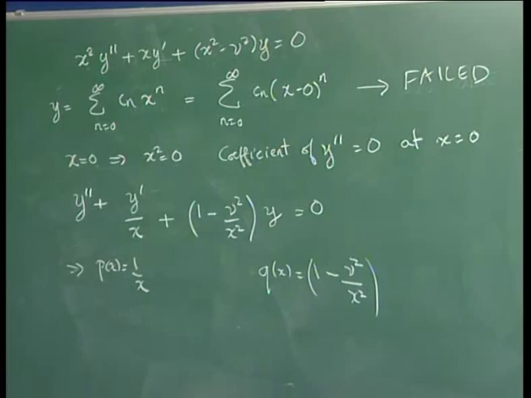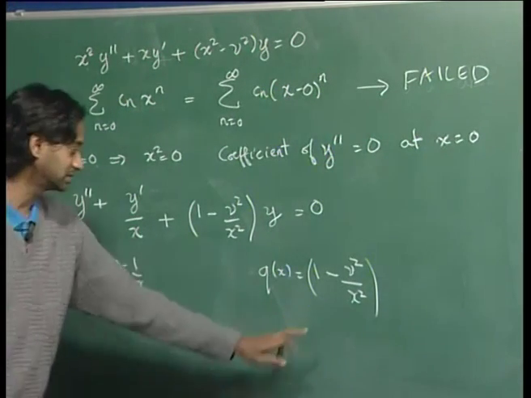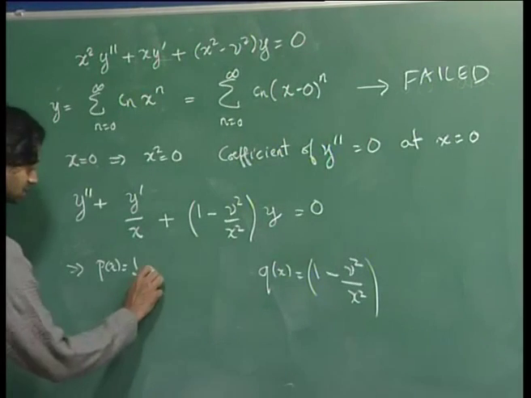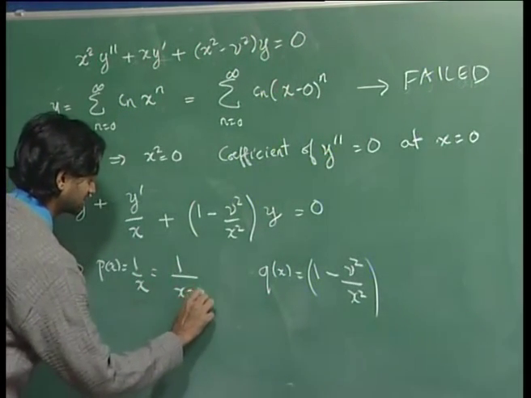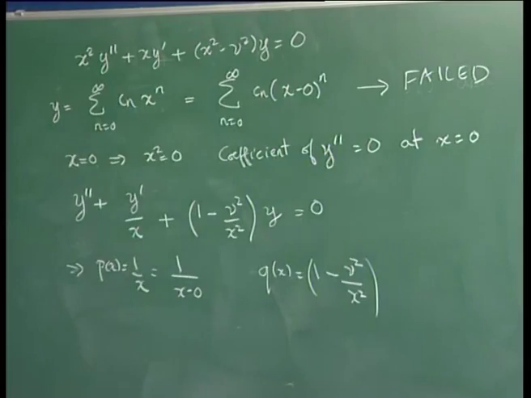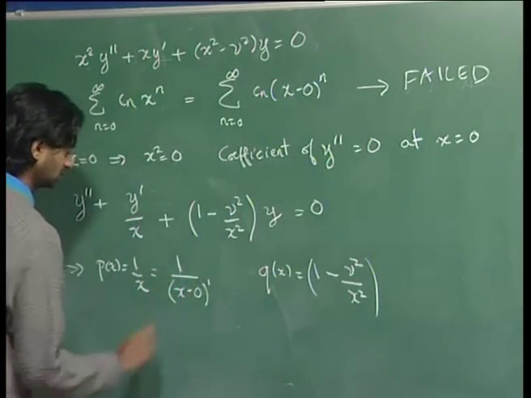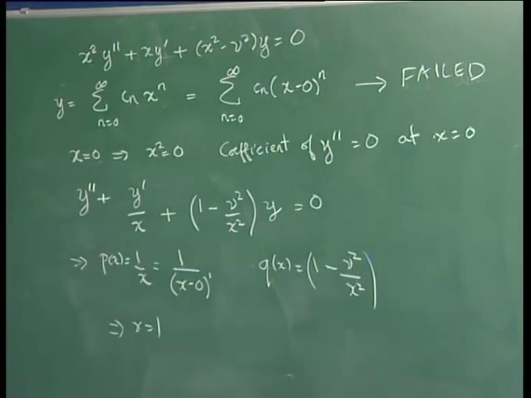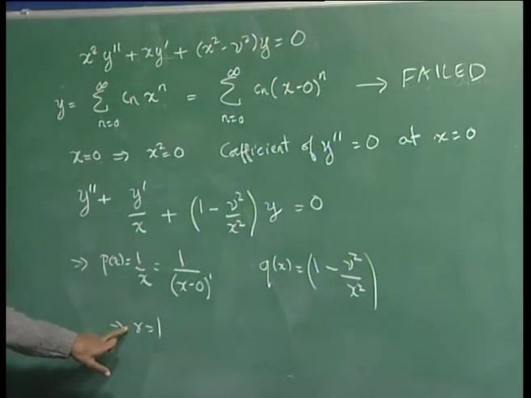Now we have to find out whether p diverges faster than 1 over (x minus x0), and whether q diverges faster than 1 over (x minus x0) squared. So you have to find out how this diverges, and clearly p is equal to 1 over (x minus 0) raised to 1. So this implies r equal to 1. Okay, so r equal to 1 here.